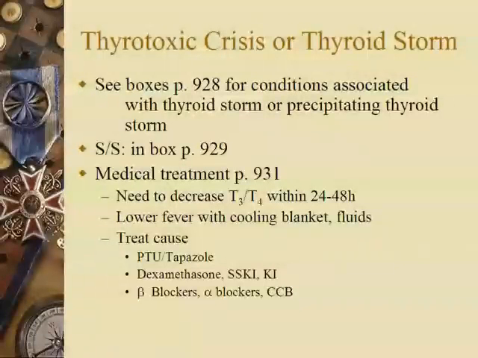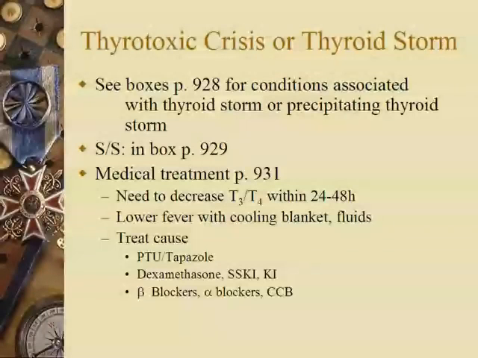You lower the fever with a cooling blanket and fluids. You do not give them aspirin, because aspirin binds with protein, releasing more thyroid into the system. So you use a cooling blanket and fluids. You treat the cause. Propylthiouracil and Tapazole decrease the synthesis of your thyroid hormone. Dexamethasone, saturated solution of potassium iodide, and potassium iodide decrease the release of the thyroid hormone. Your beta blockers, your alpha blockers, and your calcium channel blockers treat your symptomatology.